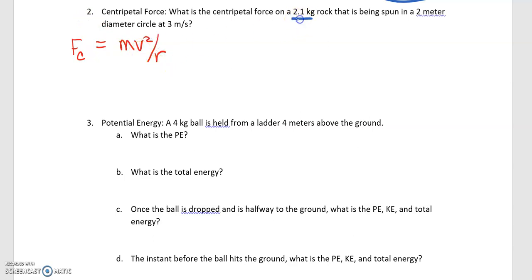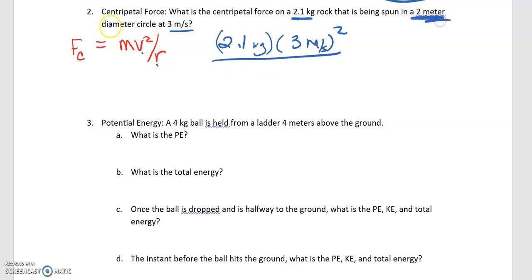Okay, well, our mass is 2.1 kilograms. Okay, our velocity, the v, is 3 meters per second. Now that velocity needs to be squared. And then our radius, here's where you have to be careful. This says it's a 2-meter diameter. So diameter is all the way across the circle. We need radius, which is only halfway across the circle. So we only need half of this value. So our radius is 1 meter. Now if we look, no, let me get rid of this, hold on.